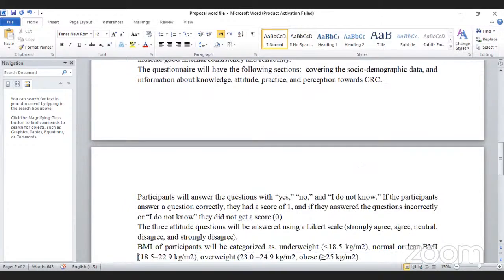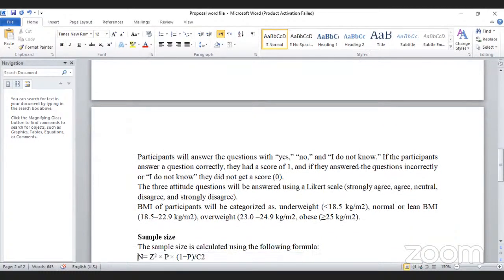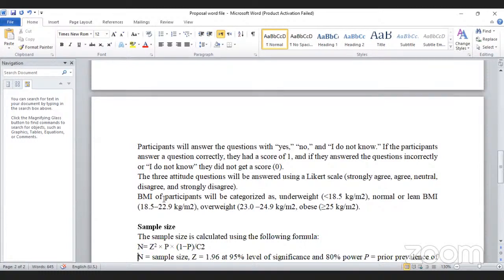Also, in my questionnaire, I will try to use options like yes, no, I do not know, and try to develop some scoring system for the options. And for attitude questions, because previous studies have used Likert scales, I will try to use a Likert scale, like strongly agree, agree, neutral, disagree, strongly disagree. Also, I will take self-reported BMI of the participants, and I will ask their weight, and I will try to calculate their BMI so that I can know whether they are obese and whether there is some relationship with obesity.